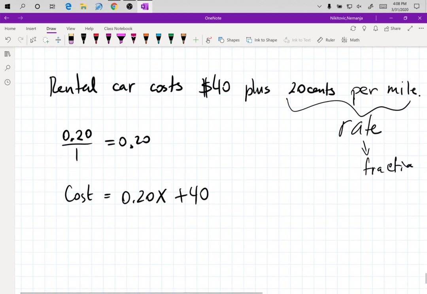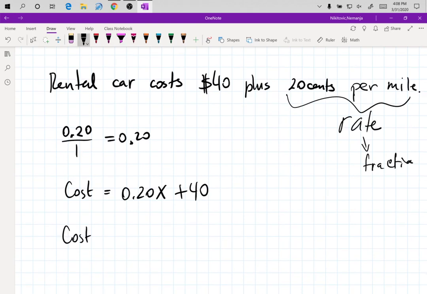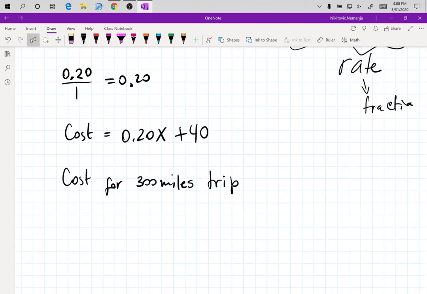So now you can say, all right, so how much is going to be my cost for a 300-mile trip? Well, all you need to do is to plug in 300 for x, because this is how much you pay per mile. So if you have 300 miles, then 300 goes in there. So the cost is equal to 0.20 times 300 plus 40.